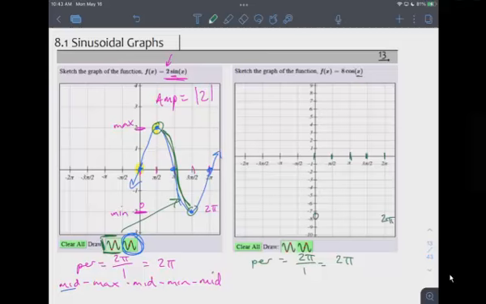Okay, and when we look at our amplitude, the amplitude is absolute value of 8. So we're going to go 8 units up. So here's our max. We're going to go 8 units down. There's our min.